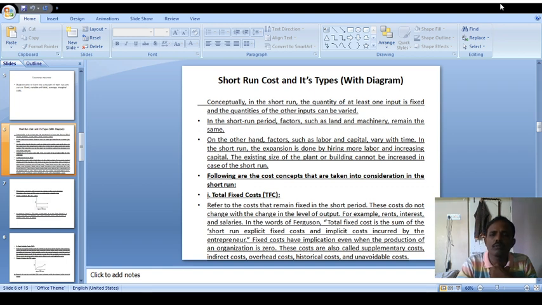Conceptually, in the short run the quantity of at least one input is fixed and the quantities of other inputs can be varied. In the short period, factors like land and machinery remain the same. On the other hand, factors such as labor and capital vary with time. The short-term expansion is done by adding more labor and increasing capital. The existing size of plant or building cannot be increased in the short term.